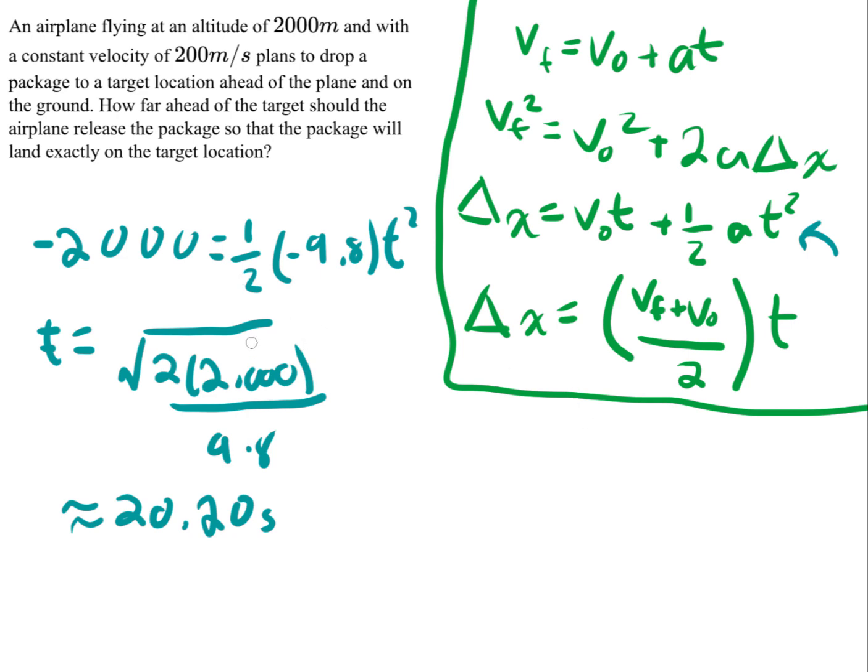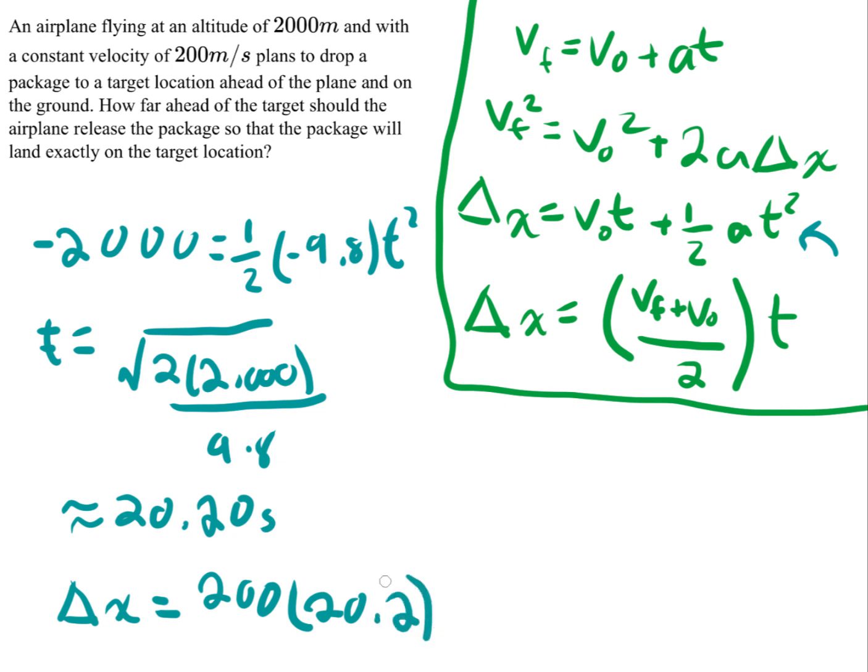of the package. So the range, we're going to use this equation again. And then the range is simply the x displacement. It's displacement in the x direction. And then we don't have an acceleration, so we can just use the first part of the equation, which is the initial velocity times the time. Initial velocity is 200 meters per second. And we calculated the time to be about 20.2 seconds.